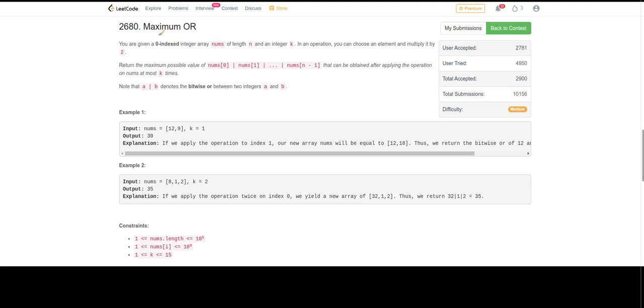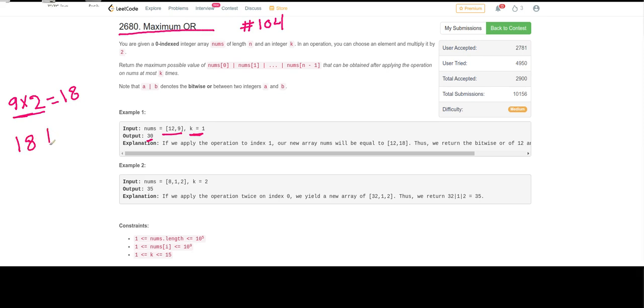Hi, this is LeetCode question Maximum OR. This is the third question of Biweekly Contest 104. For this example, the answer is 30, and that's because if we multiply 9 by 2, k here is 1, so we'll multiply 9 by 2, which is equal to 18.